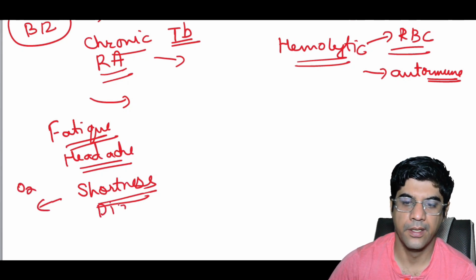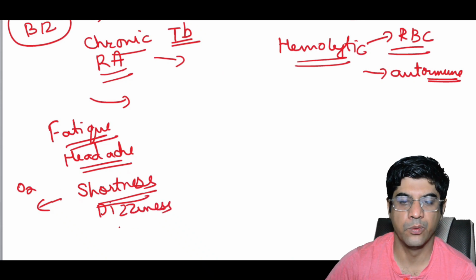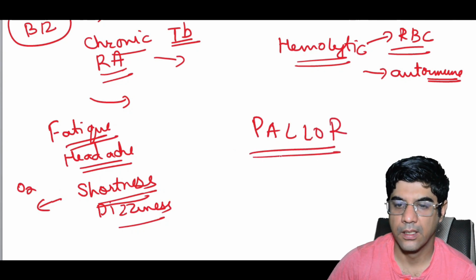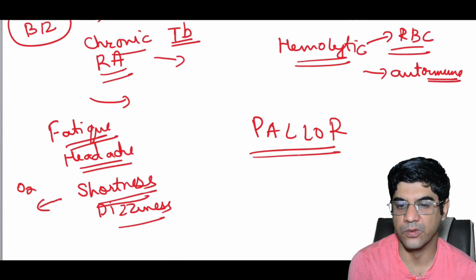Dizziness occurs due to the reduced oxygen supply to the brain. A notable sign is pallor, as evident in mucous membranes such as the conjunctiva of the eyelid and oral mucosa.